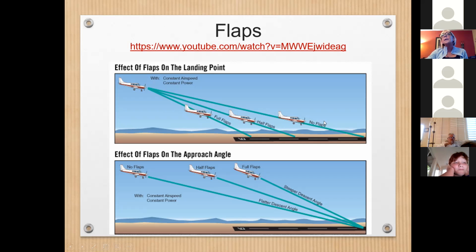Without flaps, the landing is going to be a longer distance. And so that's for the landing point, and same on the approach. With full flaps, we're able to come in at a steeper descent angle, and the concern is speed. So we're going the same speed here as we are in this flat descent angle, because we have the flaps in, we're able to slow it down. A lot more drag. And this video, it's a good YouTube on that.